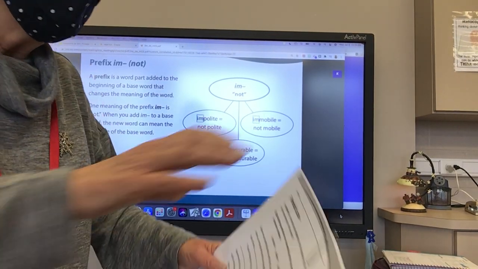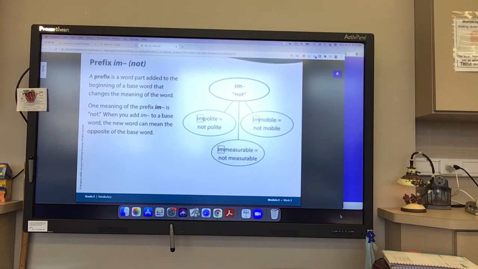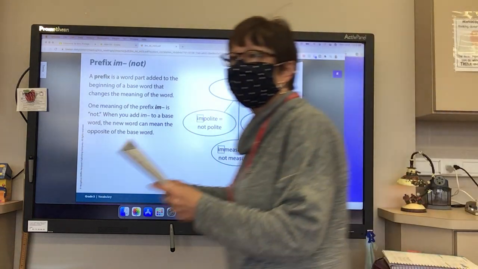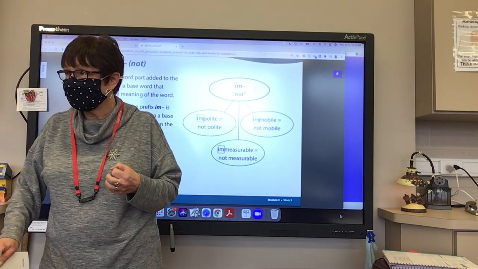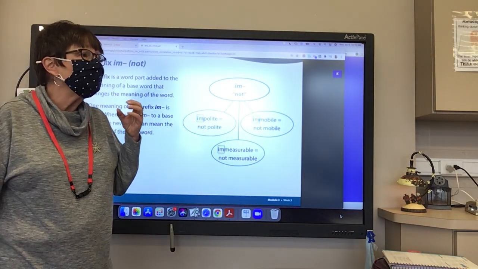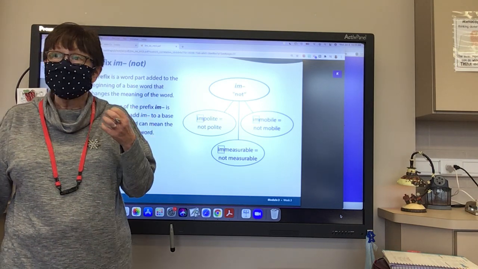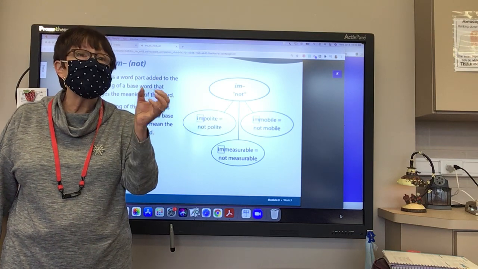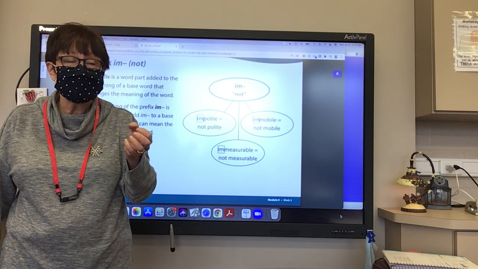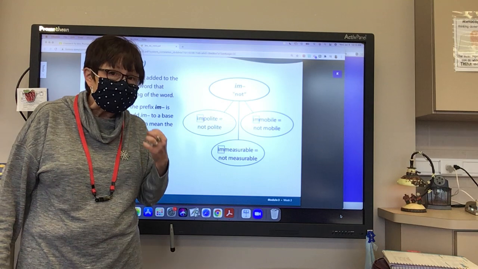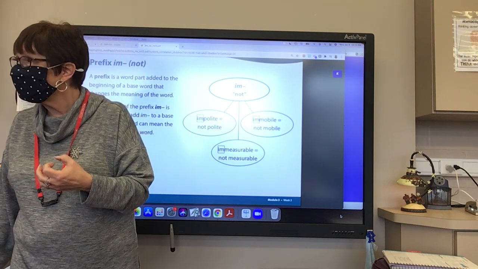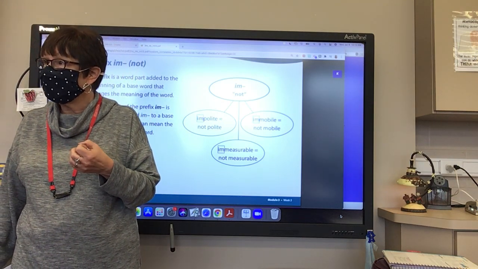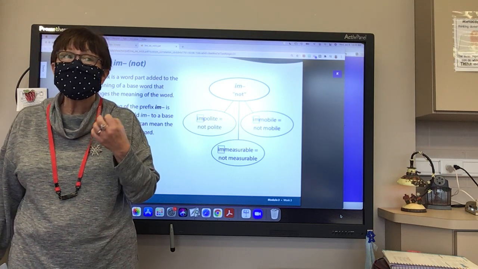Okay, boys and girls, one of the important things that we are looking at when we're looking at words, we are looking at the different word parts. Now, of course, we have base words. That is the basic part of the word, the base words. But we can add prefixes and suffixes to words. This week, we are looking at a specific prefix.